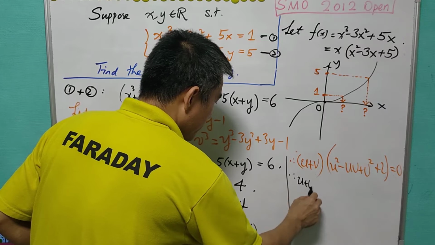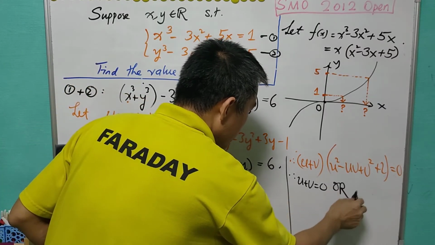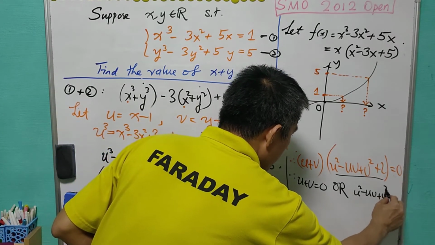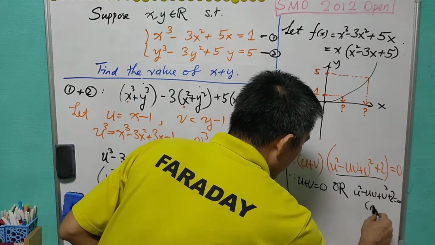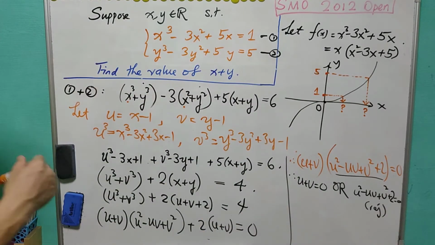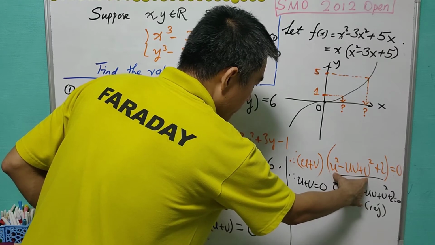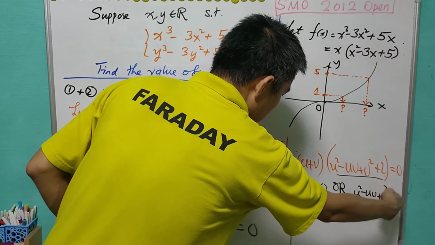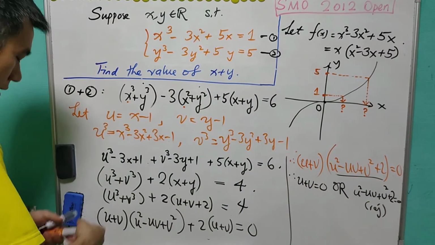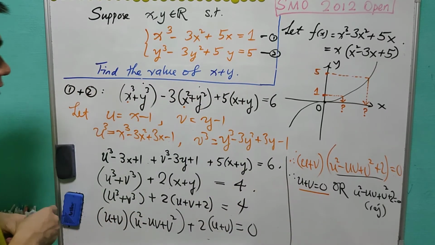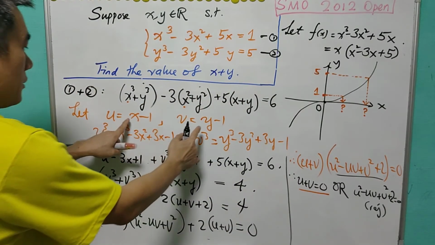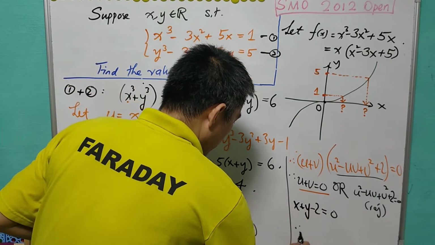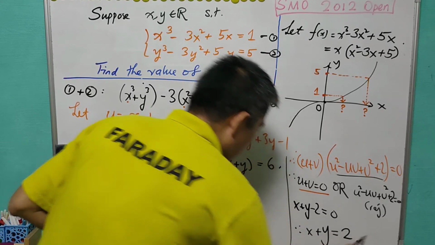Therefore, u plus v equals 0, or u squared minus uv plus v squared plus 2 equals 0. We have to reject this because u squared minus uv plus v squared is always positive, and positive plus 2 is at least 2. So it cannot be equal to 0. Hence, we have only u plus v equals 0. What is u plus v then? u plus v is actually equal to x plus y minus 2. And therefore, x plus y is equal to 2.